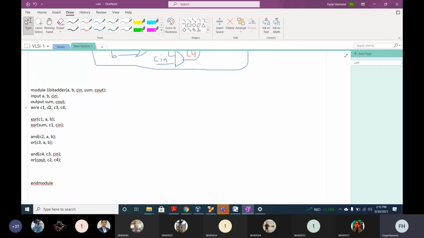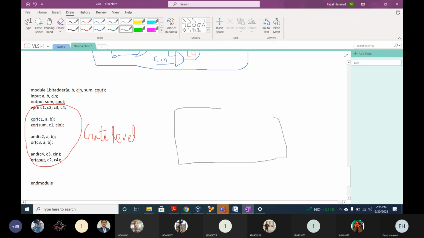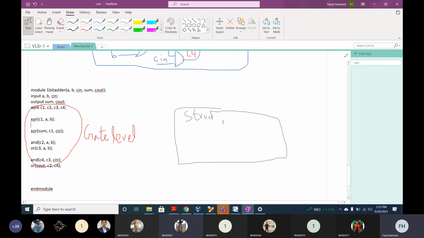And if we do it at the structure level, if you look at this, this is the gate level description. And what is the structural description? जी बताएं. Of the same code. नहीं, structure नहीं. What we use at a very high level, assign, sum and cout. If you remember that code or not? Very simple.